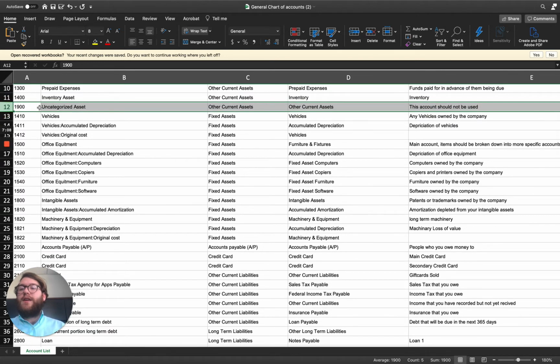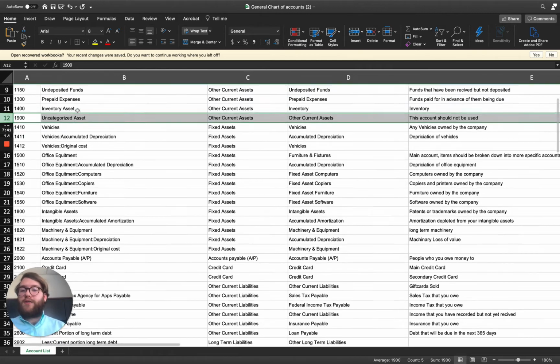Uncategorized asset is something that you shouldn't use, but this is an account that QuickBooks requires you to have. You should never have anything uncategorized. You should always be able to say this is X. And if you can't say that it's X, add something to your chart of accounts to track it. Because uncategorized leaves you with potential for missing tax deductions, tax write-offs, or being overcharged for taxes in general, or creating a misvaluation of your company. So nothing should ever be uncategorized.